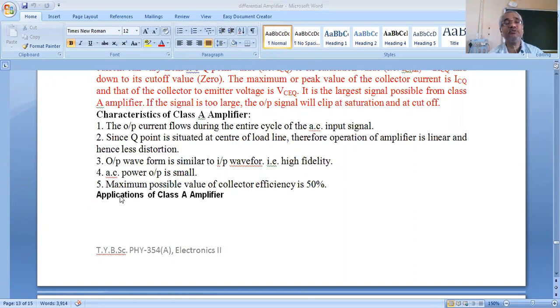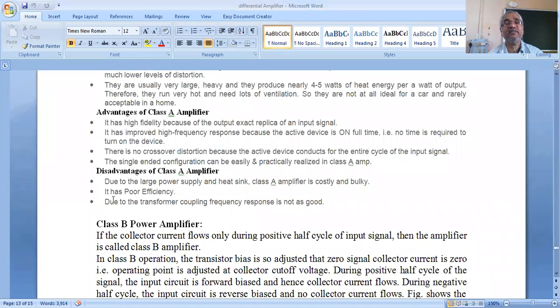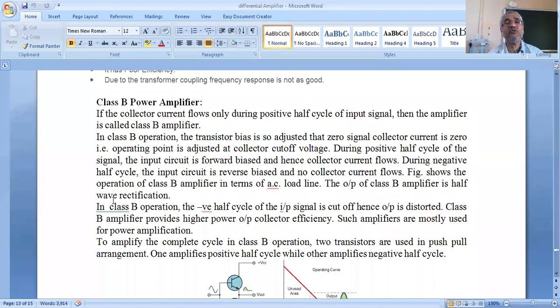AC power output is small and the maximum possible value of collector efficiency is 50%. So these are the disadvantages. So remember these characteristics, applications of the class A amplifier as well as advantages and disadvantages. Now let us move towards the class B power amplifier.